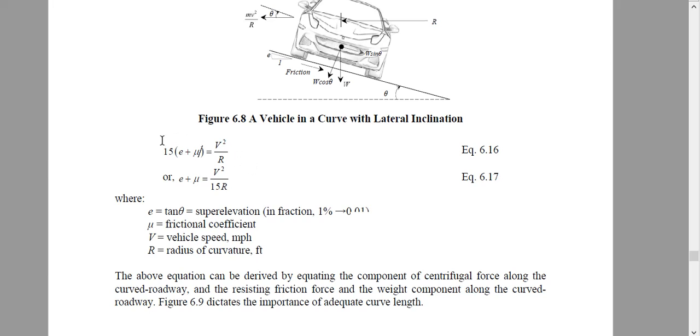So this is the equation we use in a horizontal curve to calculate the required radius, or if we cannot control the radius, then the required velocity, or if we cannot control the velocity, what should be the super elevation. So this equation will balance all of this: super elevation, the frictional coefficient.